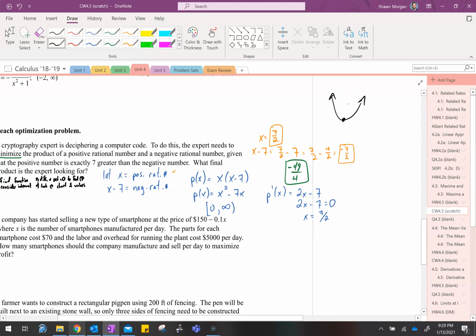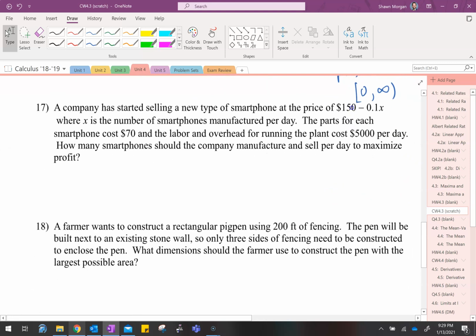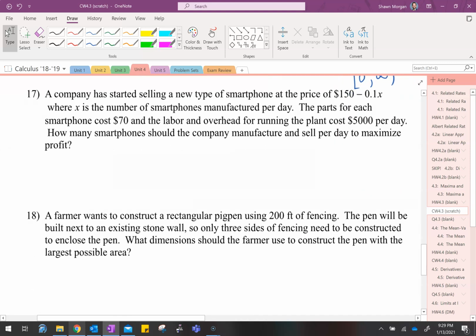Okay. Let's see here. We've gone 10 minutes and 20 seconds. Why don't we try to do one more of these optimization problems in this example here. Let's look at number 17, and we'll try to run through this rapidly enough. It says a company started selling a new smartphone at a price where x is the number of smartphones made. The parts cost 70. Labor and overhead running the plant is 5,000. How many smartphones should the manufacturer make to maximize profit?